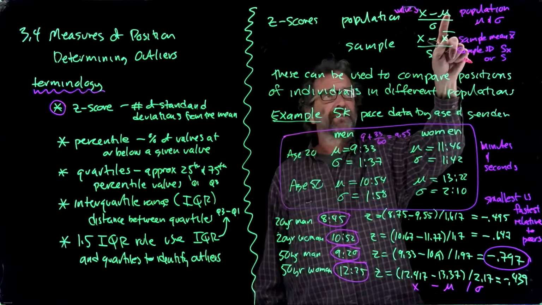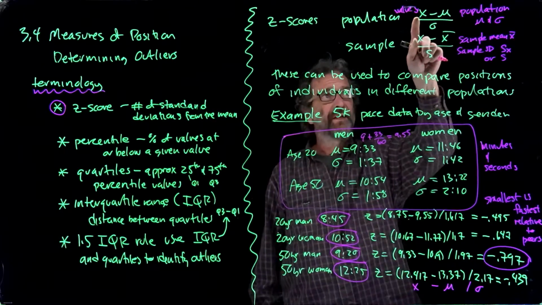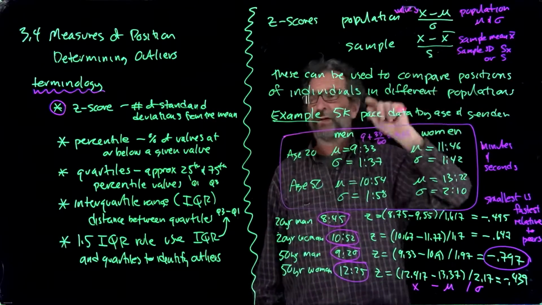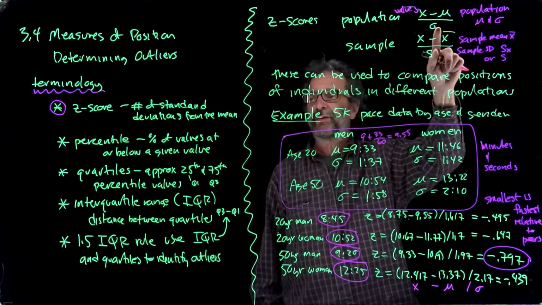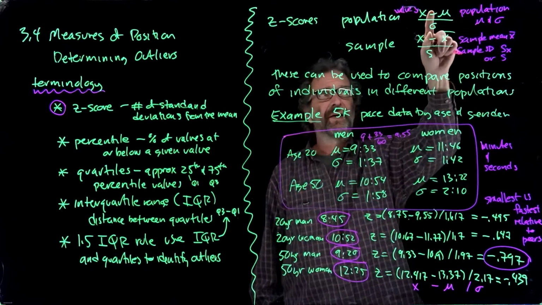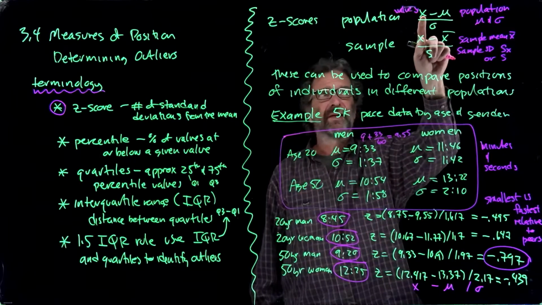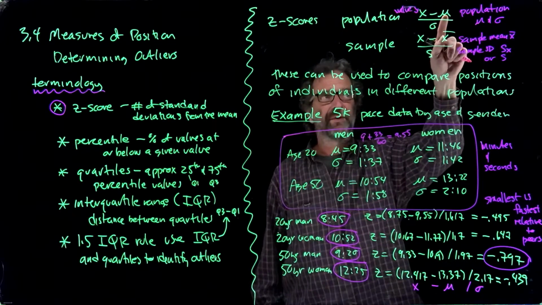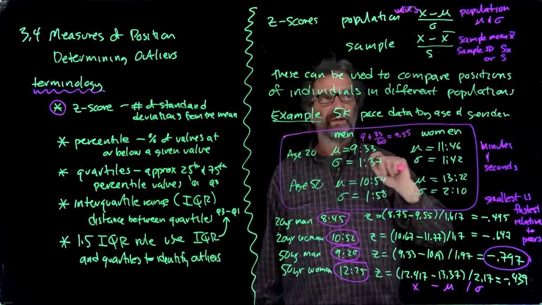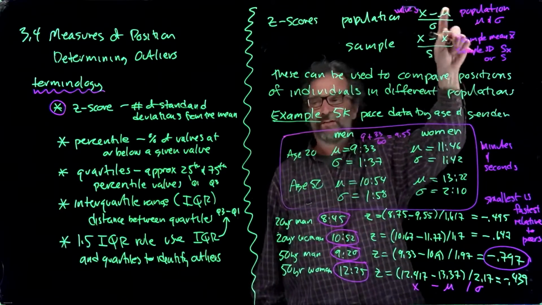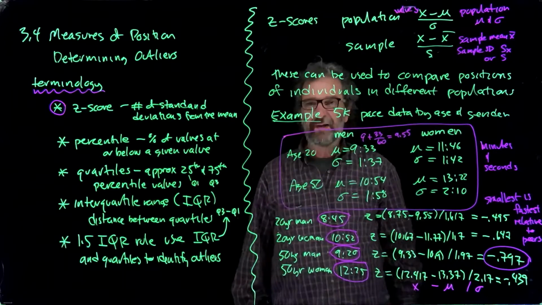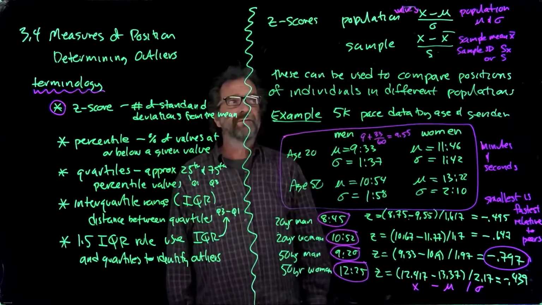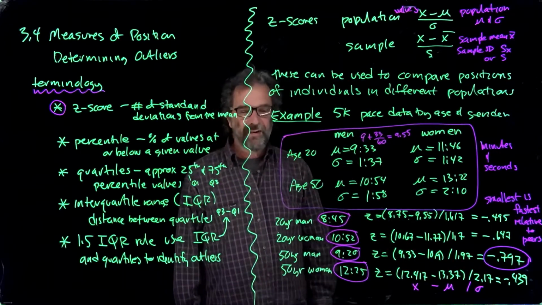So say the population mean was 100 and x was 120. The top would be 20. And if sigma was 10, then 20 divided by 10 would be 2. That would say x is 2 standard deviations, 2 times 10, away from mu, above mu. So this is just converting everything into standard deviations. Positive scores are standard deviations above the mean, and negative scores are standard deviations below the mean.